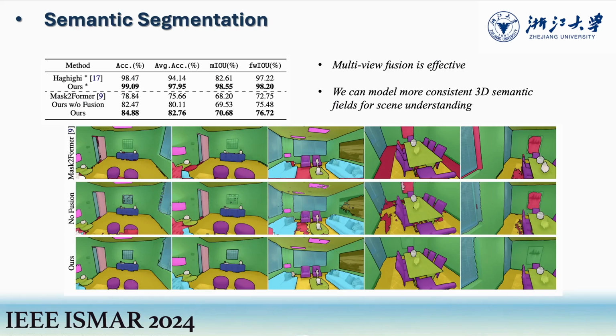We show the semantic segmentation results on Replica. From the figure, we can see that compared with the baseline, our method can better model a 3D consistent semantic information field. It can remove semantic noise during reconstruction and inconsistency between different views.